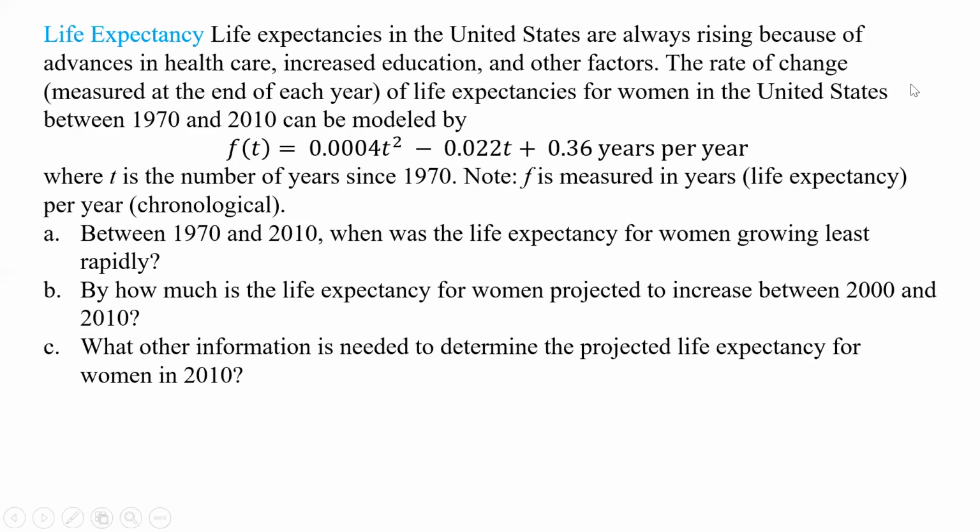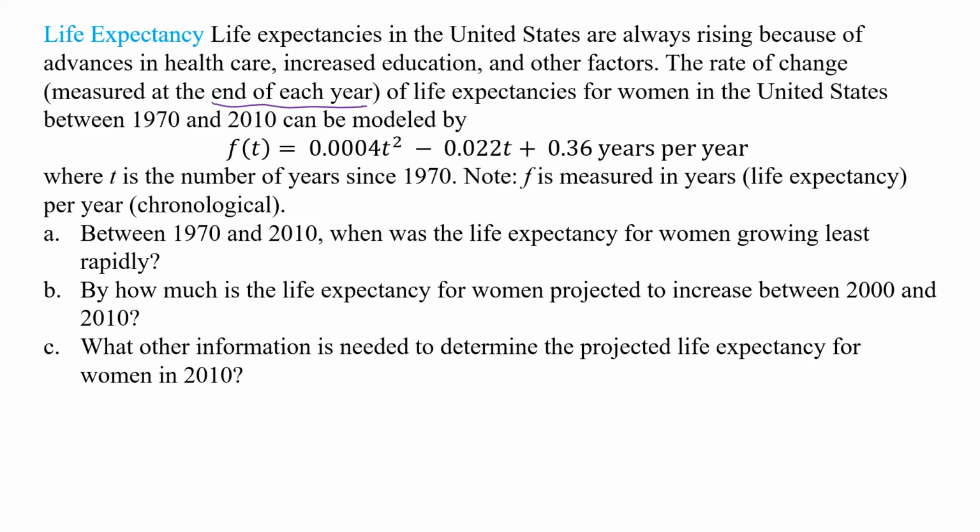All right, so here we're supposed to look at the life expectancies in the US, which are always rising because of advances in healthcare, increased education, and other factors. Now, the rate of change is measured at the end of each year, so that's kind of a key piece here. The rate of change at the end of each year of life expectancies for women in the US between 1970 and 2010 is modeled by the function f of t, where t is the number of years since 1970. Note f is measured in years, the life expectancy per year chronological.